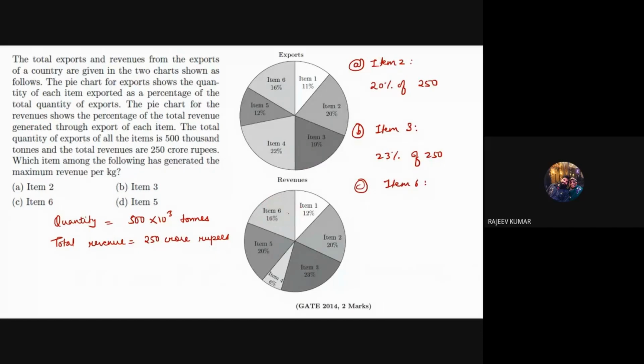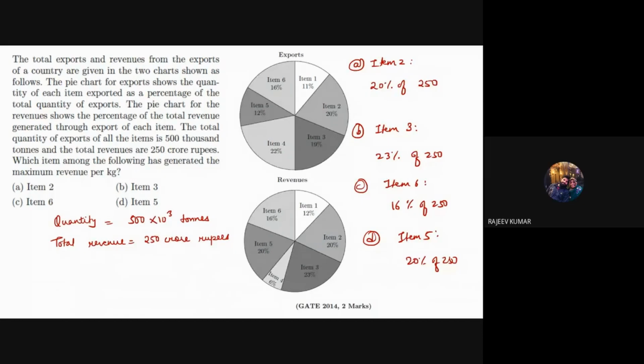Now item 6 is 16% of 250 crore, and D is item 5. Item 5 is 20% of 250 crore. Okay. Now yes.